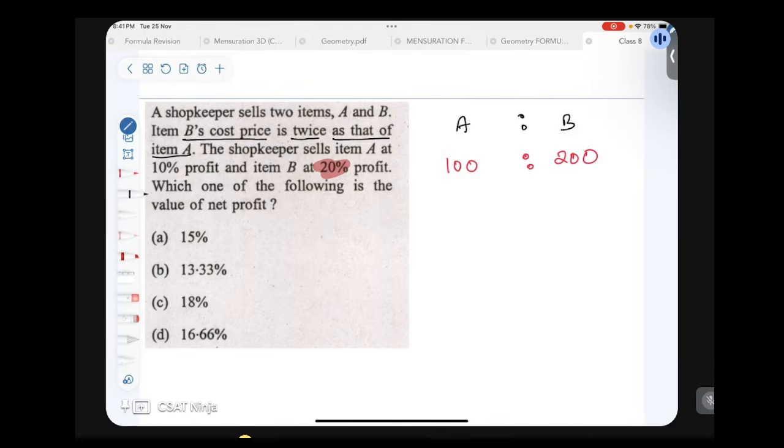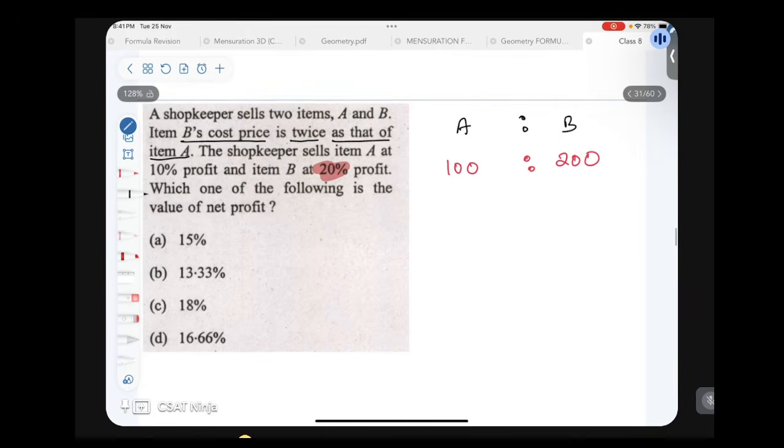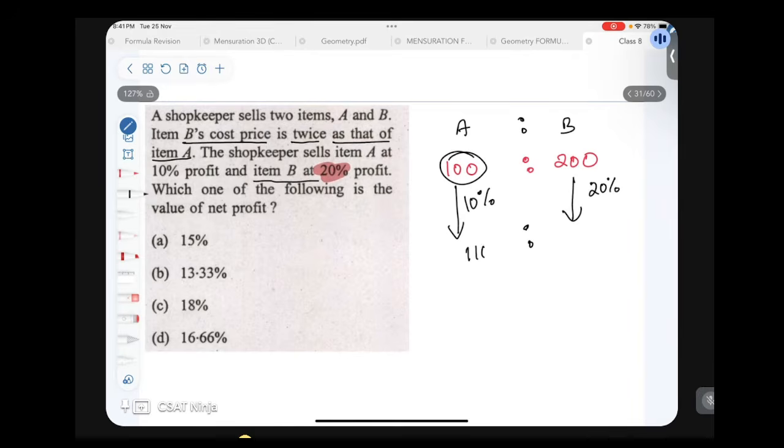The shopkeeper sells item A at 10% profit. That means the shopkeeper is selling this one at a profit of 10%. And the item B at 20%. That means this one was sold at a profit of 20%. So if this one is increased by 10%, can I write 110 here? I can write that, right? Because it is being increased by 10%.